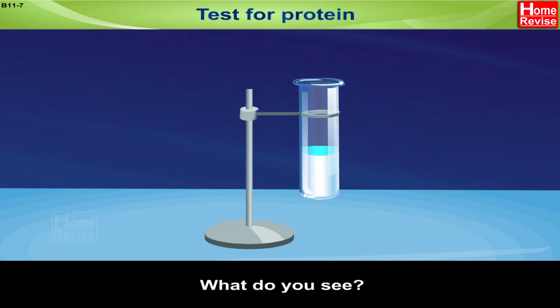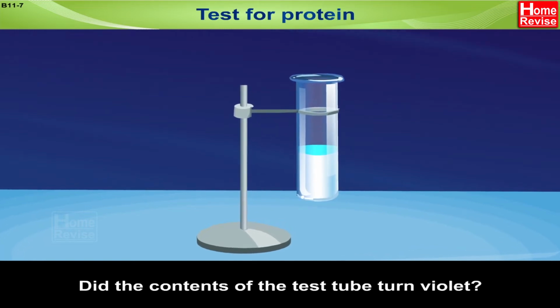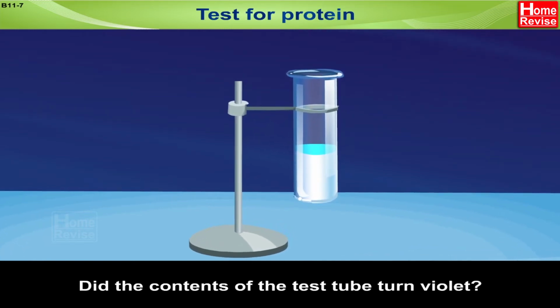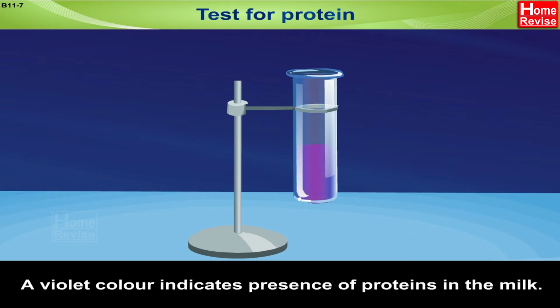What do you see? Did the contents of the test tube turn violet? A violet color indicates presence of proteins in the milk. So, milk has proteins in it.